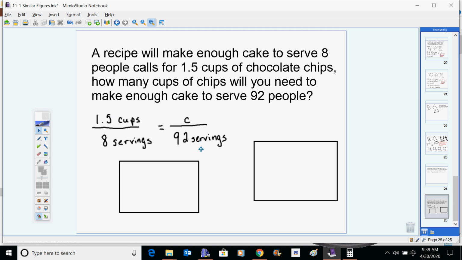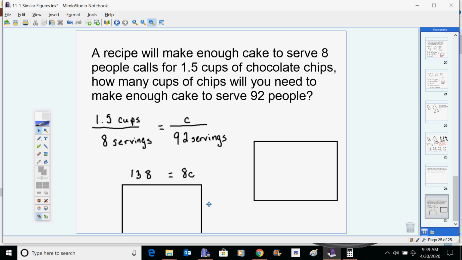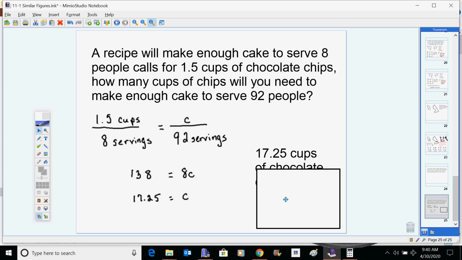All right, so we can then cross multiply. 1.5 times 92 equals 8c. Then you divide both sides by 8, and I get 17.25 cups of chocolate chips. And that's how much I would need in order to make that work out. It's just a matter of simple proportions.